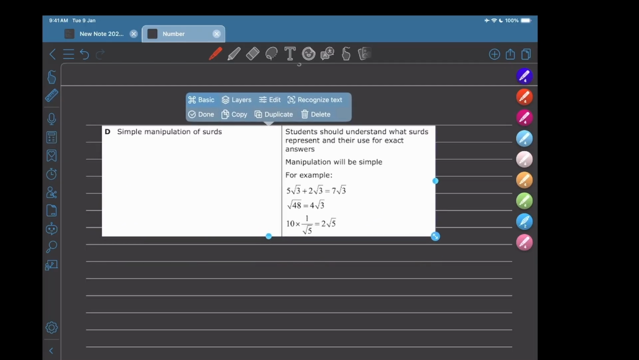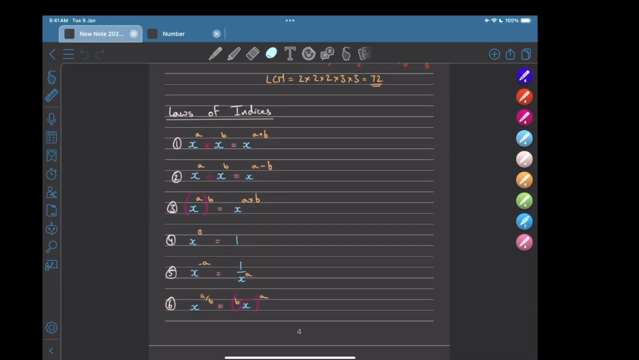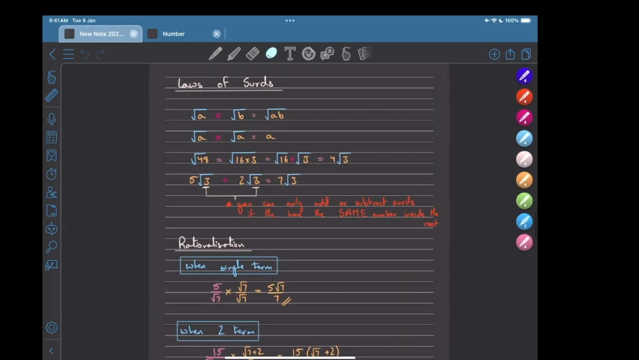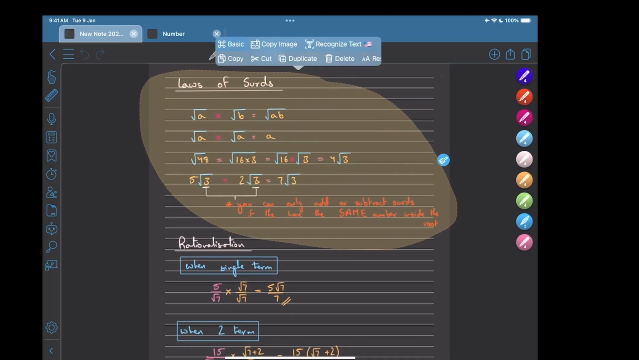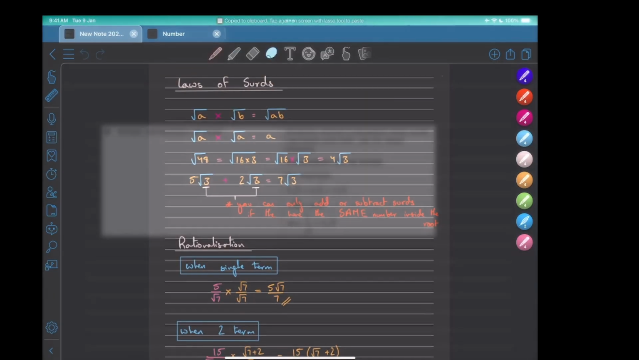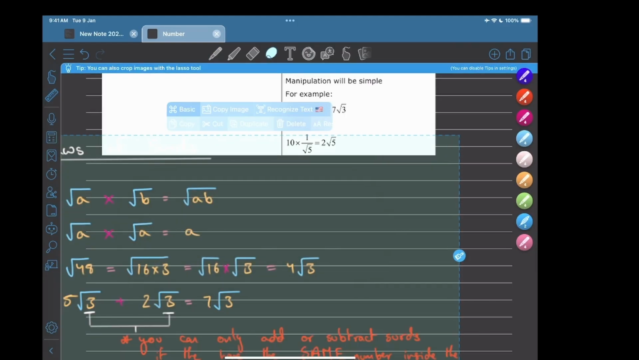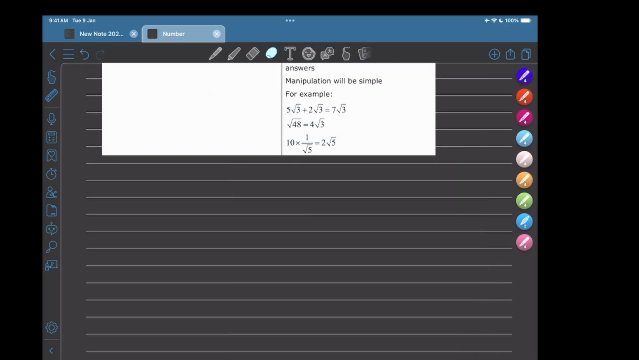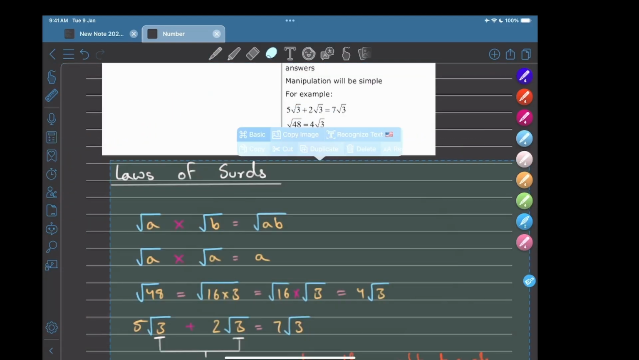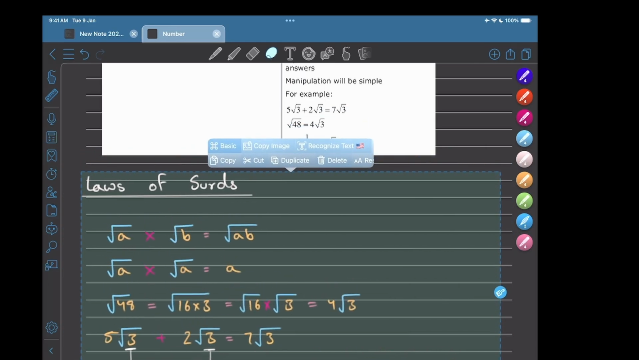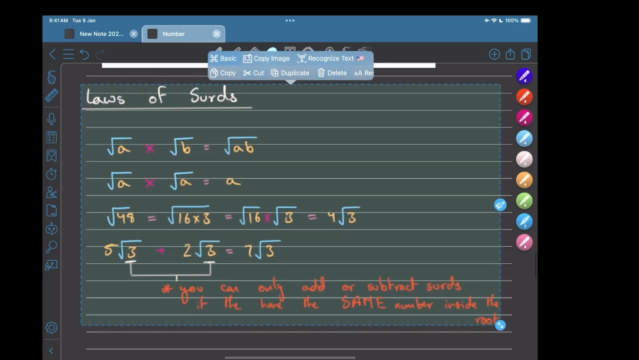All right, so simple manipulation of surds. I have the notes ready. Just before I join the class, I keep the notes ready. Haha. Okay, so let's copy, paste. Oh no. Did anything cut off? Nope, nothing cut off.